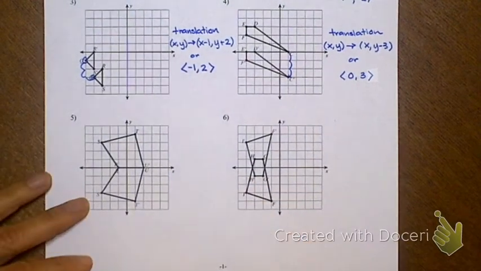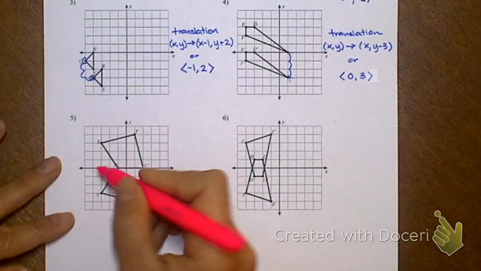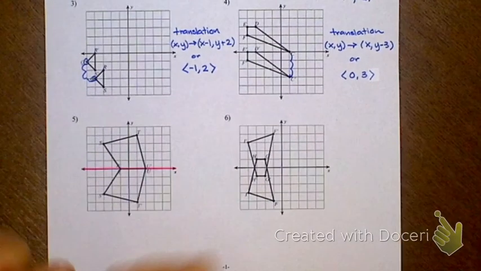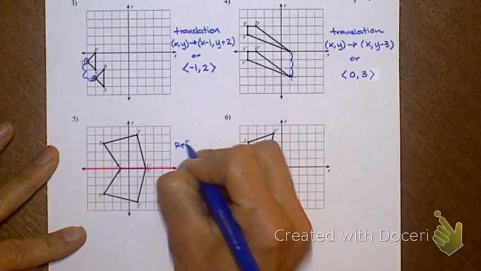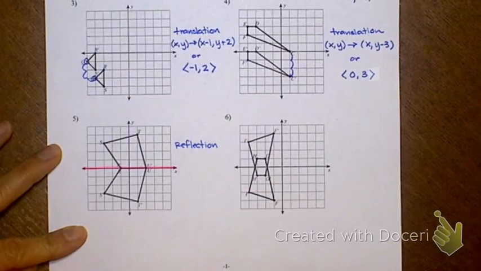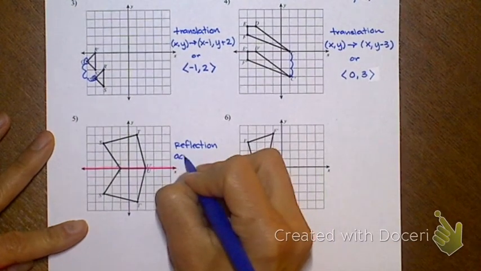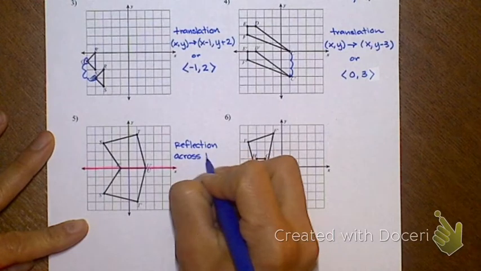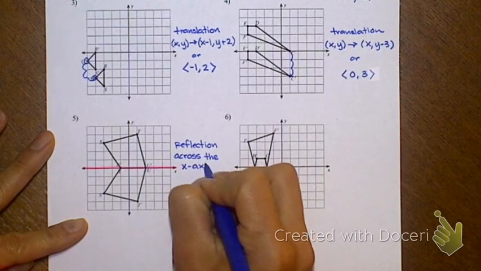So where's your line of reflection on this one? The x-axis, this is your line of reflection, right? So we are going to write this is a reflection. And we need to name what line it's reflecting over. So this is a reflection across the x-axis.